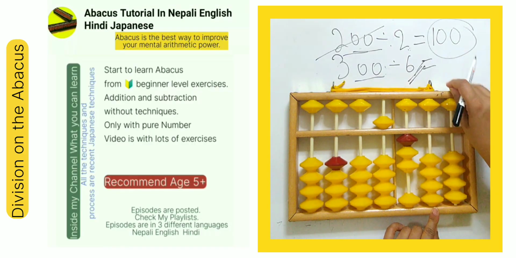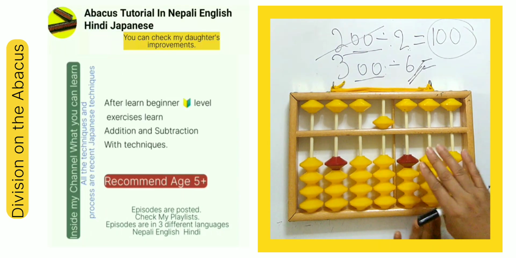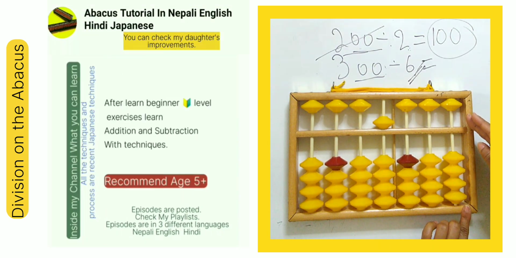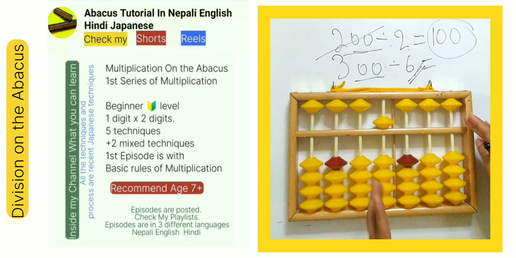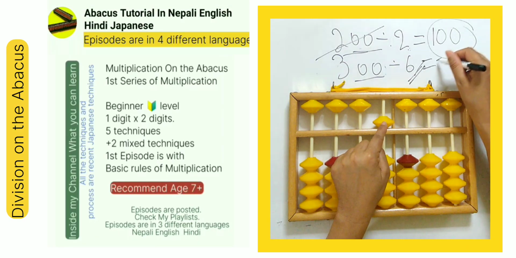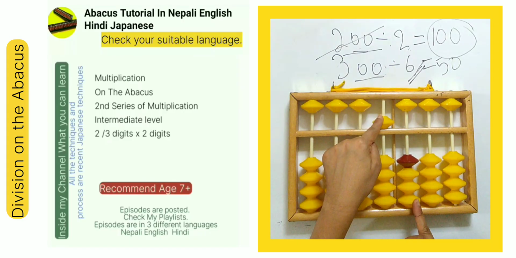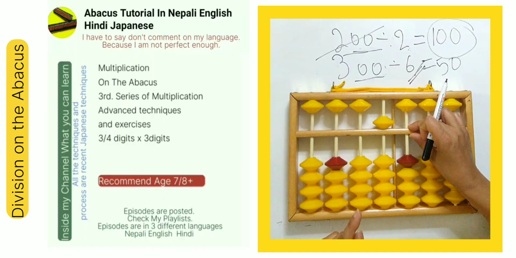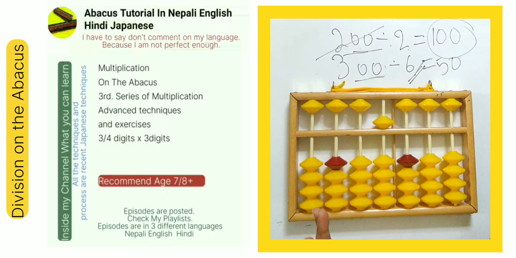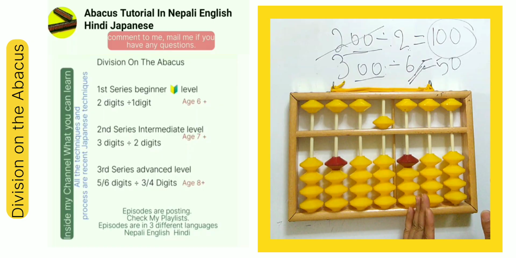6 5s are 30, and no more dividend left here. And now you have your answer on the Abacus. 5 and 0. This is our marked dot. 50 is your answer. Okay, got it? Your answer will always finish on the marked dot.